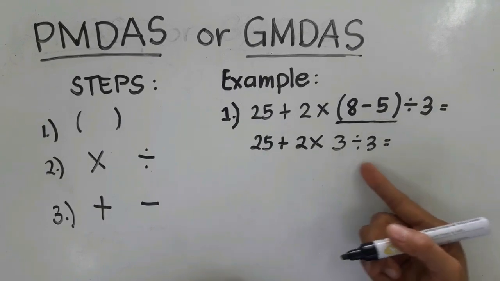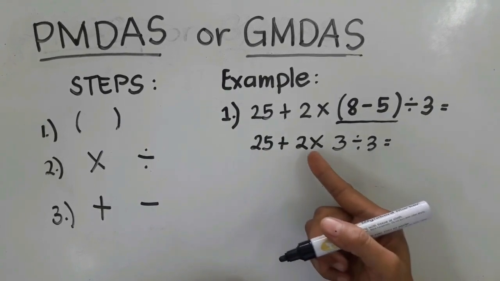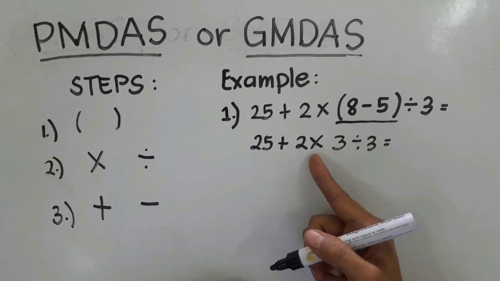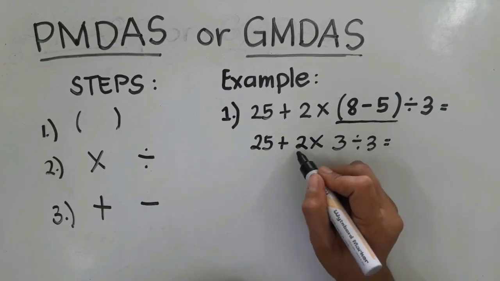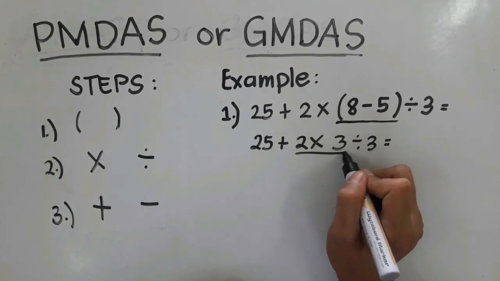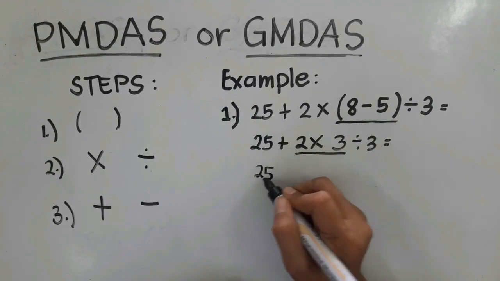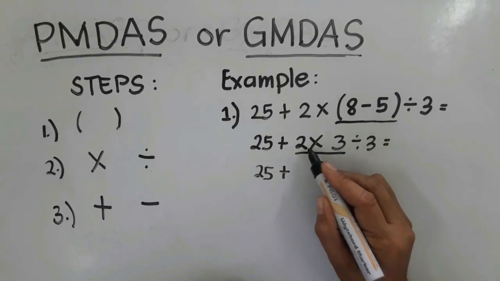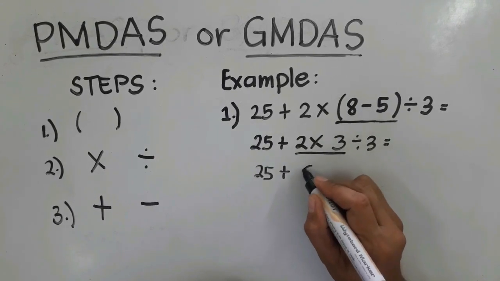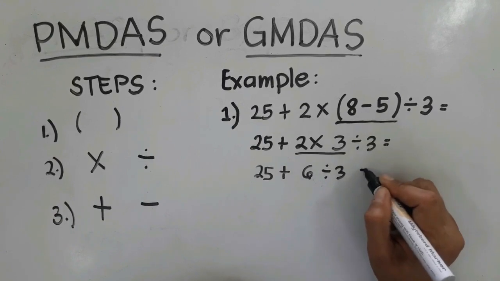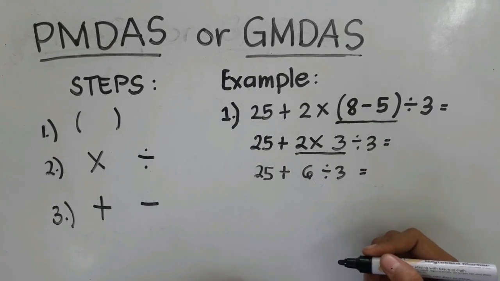Then what will you solve next? Is it multiplication or division? Since multiplication comes first, we have to multiply first. So we're going to solve this 2 times 3. Copy the 25, plus 2 times 3 is 6. Then divided by 3.